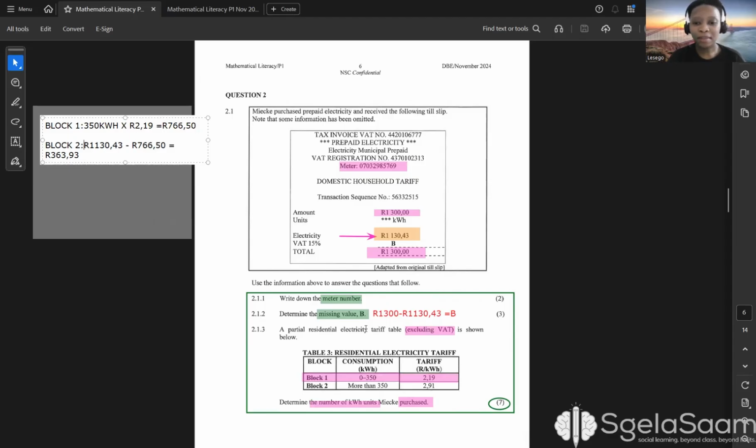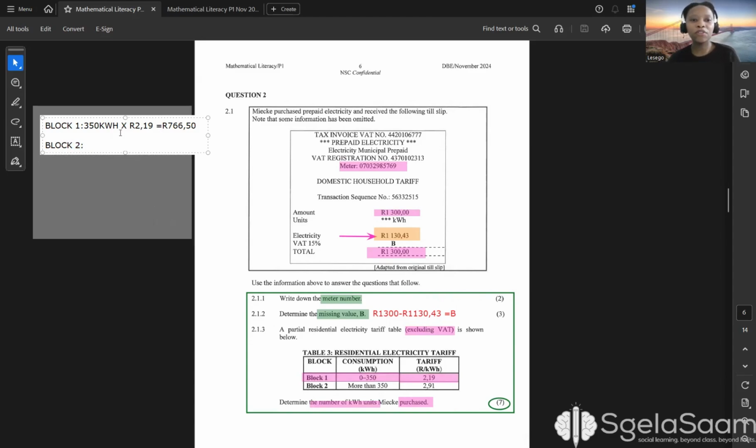So for block 1, the maximum is 350. So you have to use a maximum of 350. That is 2 rand 19 cents. But here we need to use a different tariff. All right. Okay, so I'll just start from block 2.